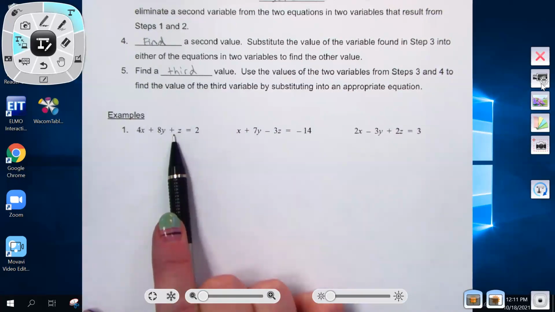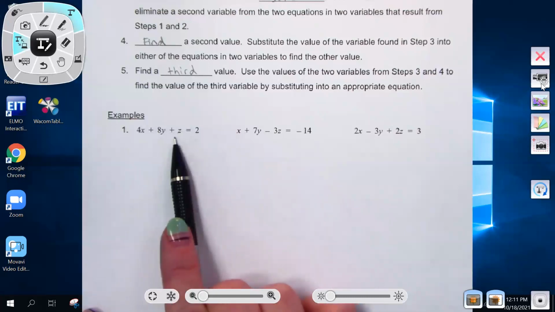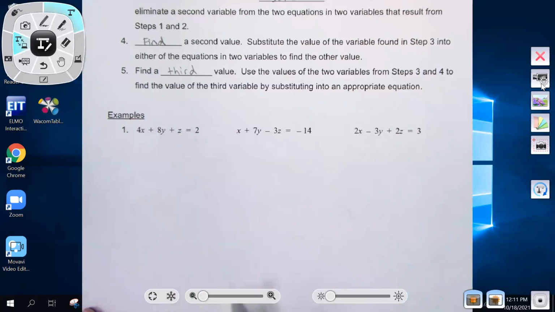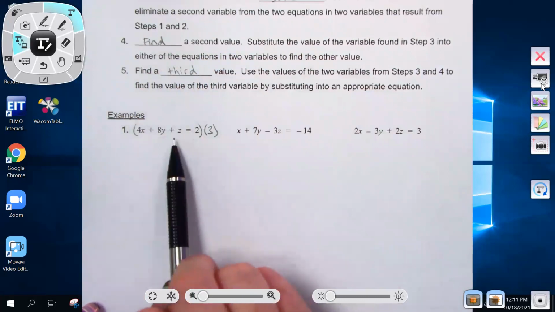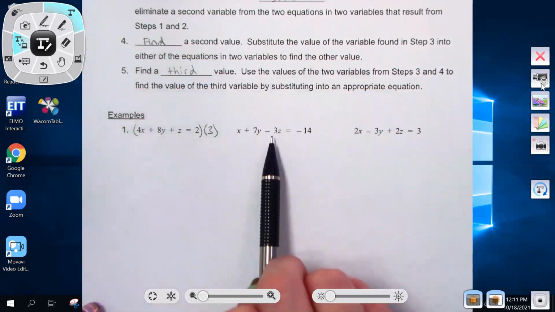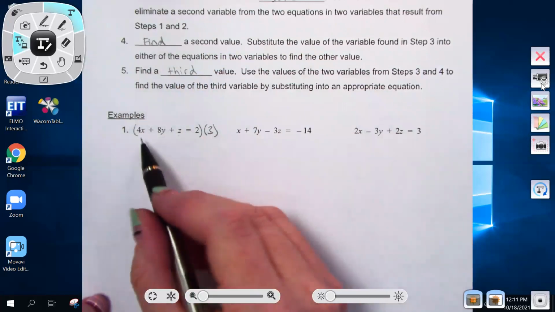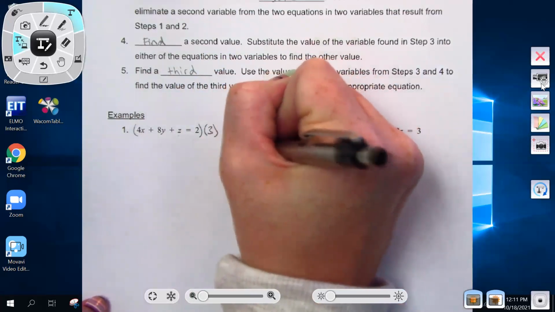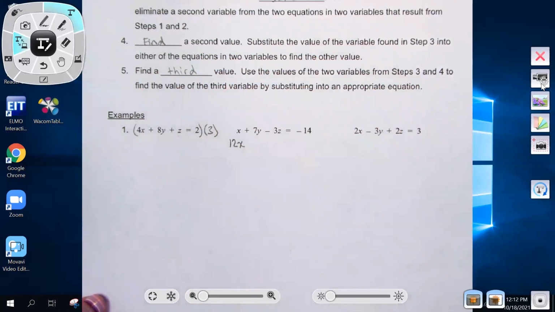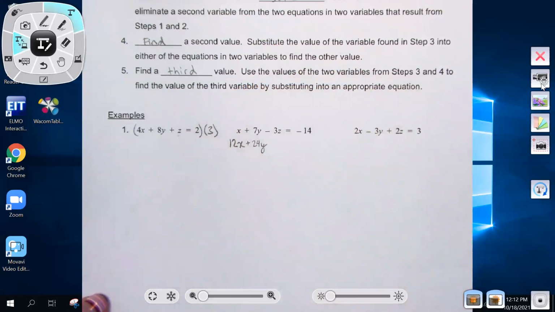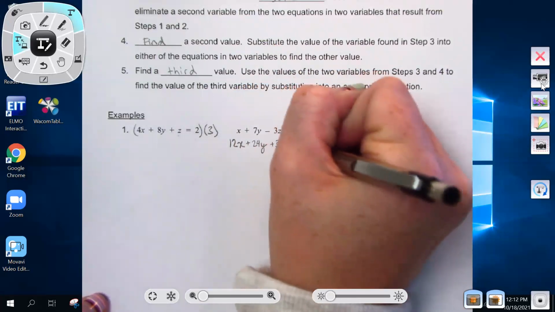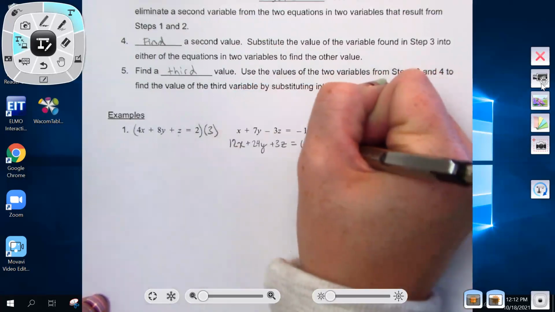Get an opposite. So we have a positive 1z and a negative 3z. Multiply the first equation by 3. That will give you a positive 3z that will then cancel out with this negative 3z. So 3 times 4x is 12x. I would go ahead and write it below the second equation so that it's already there. Then we got 3 times 8y, which is 24y. 3 times z is 3z. And 3 times 2 is 6.